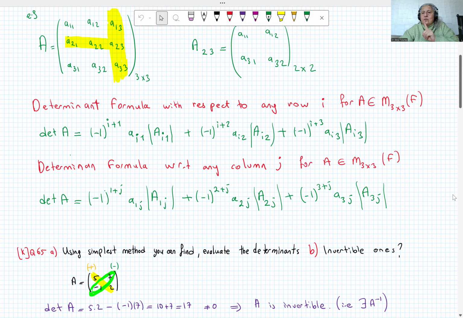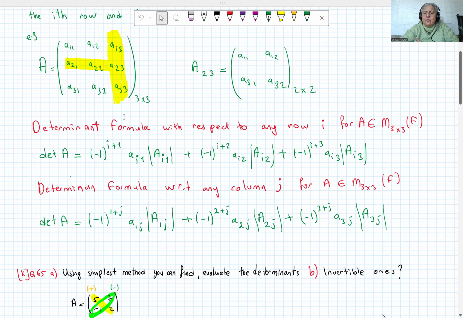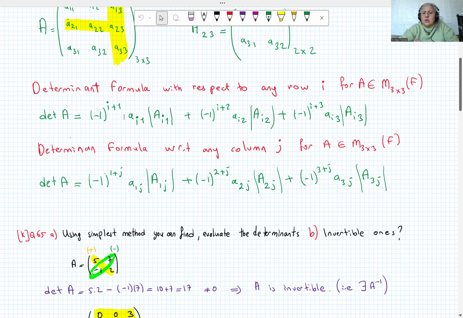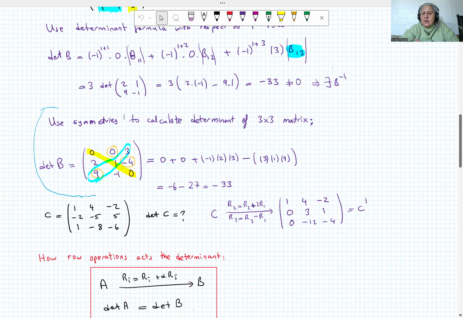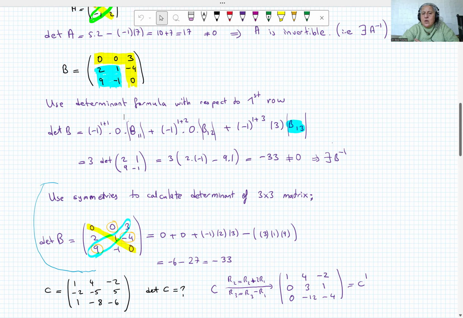The determinant is unique. For each square matrix, the determinant is a unique number. So whatever rows or columns you choose, it won't matter. You need to find exactly the same number.